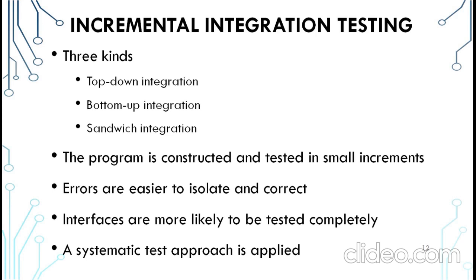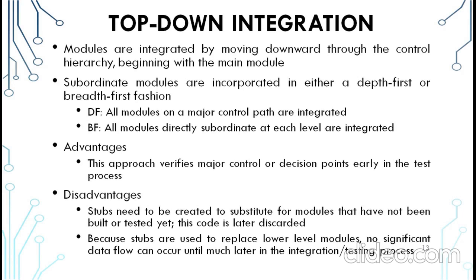The program is constructed and tested in small increments, and errors are easier to isolate and correct. Interfaces are more likely to be tested completely. A systematic test approach is applied in incremental integration testing. The first one is the top down testing. The top down integration testing is an incremental approach to the construction of the software architecture.